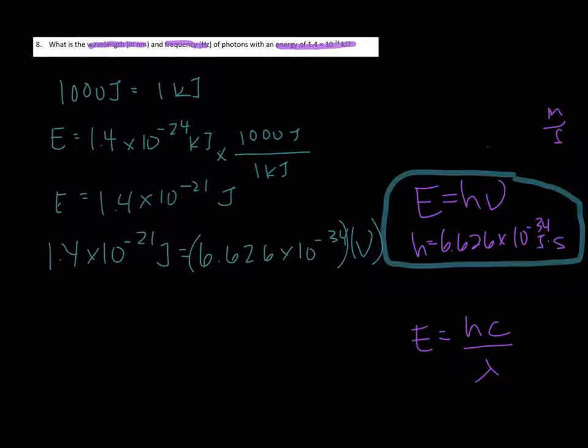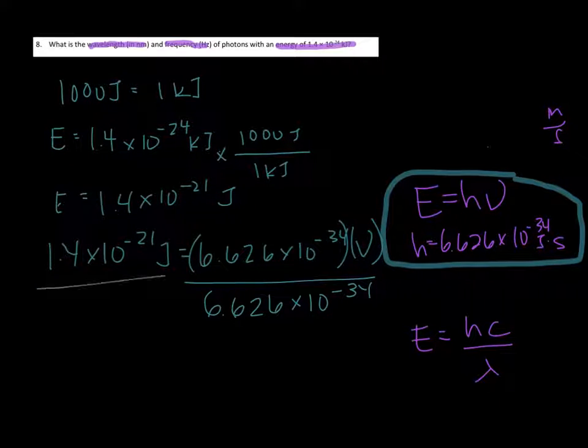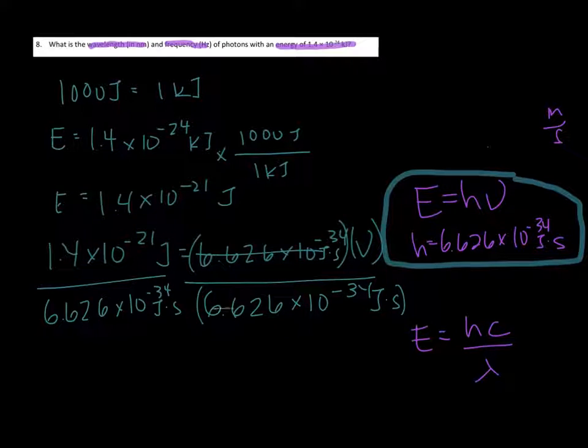And so to solve for frequency, I'm going to use the exact same way we do it in algebra, and I have to isolate my variable. So I'm going to divide both sides by 6.626 times 10 to the negative 34 joule seconds. Those are the units for h. And so this cancels out over here, right? And then we have joules cancel out right here. And so the unit that we end up with is inverse seconds.